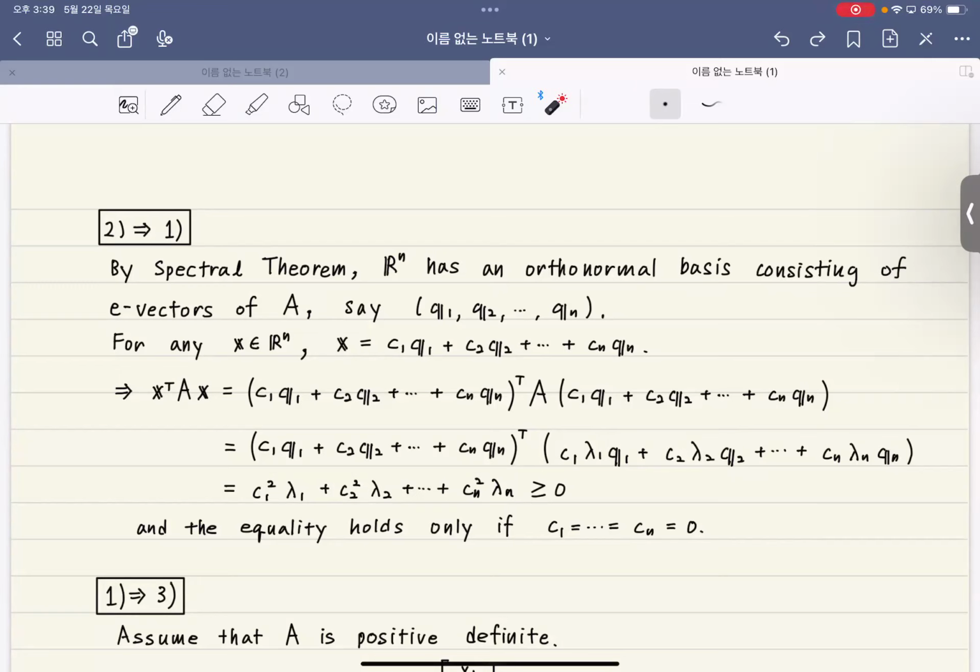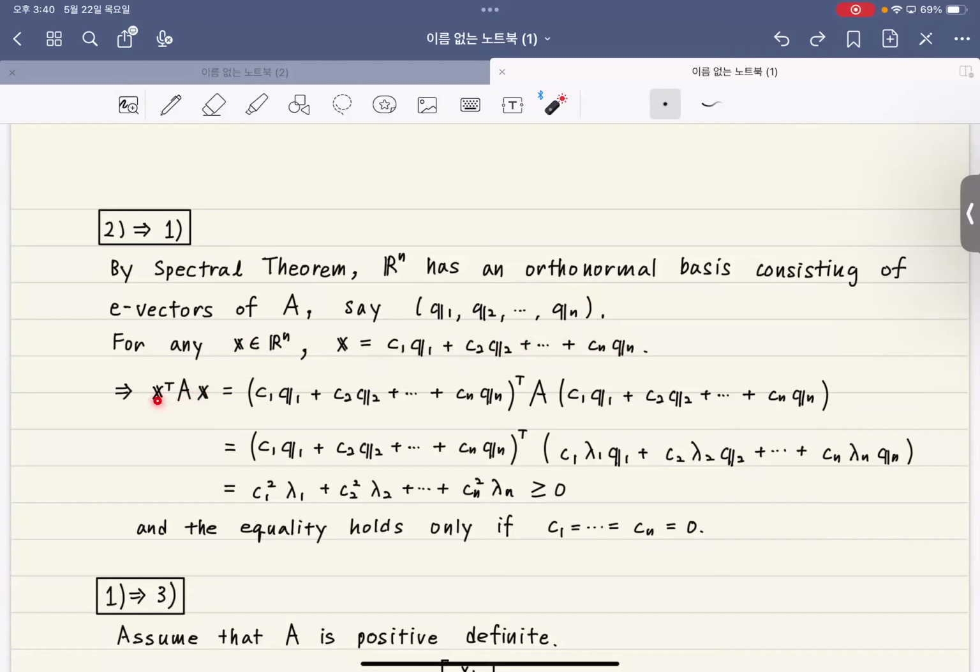By the spectral theorem, the vector space Rn has an orthonormal basis consisting of eigenvectors of A. I'm going to name these eigenbases Q1 to Qn. So this is a basis, and every vector X can be written as a linear combination of these basis vectors, like this: C1 Q1 plus up to Cn Qn.